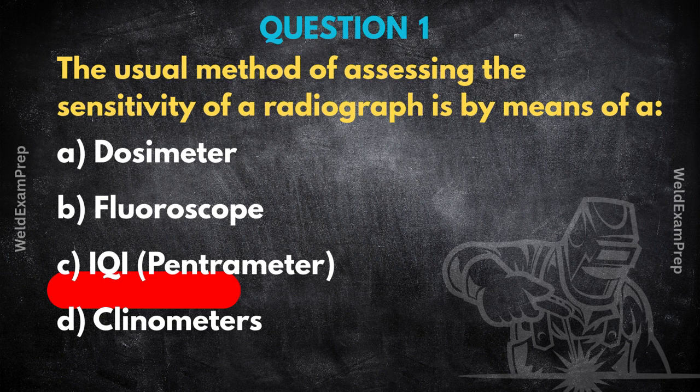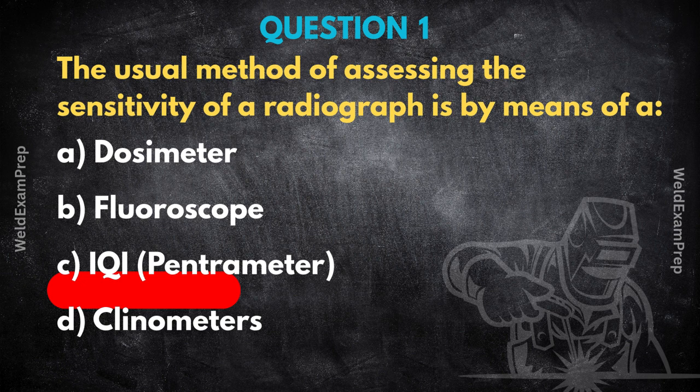So what is an IQI? What does it look like? Well, think of it as a little challenge object. A tiny engineered piece that you place right on the part next to the weld. It's made of the same or very similar material. And there are different types, right? Yes, 2 main types. You have wire type and hole type IQIs.